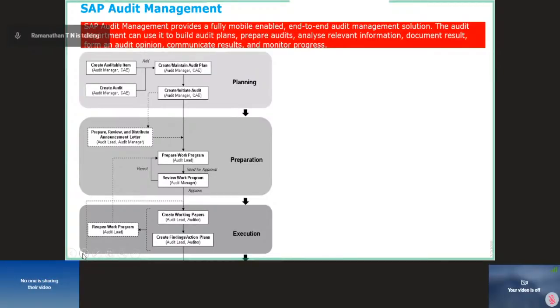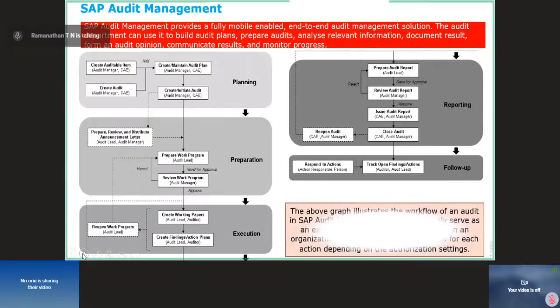Then comes the execution. When we execute, typically we create work papers, provide the evidence for the tests, then identify the findings, and then report. And then the exceptions: once they are reported to the process owners or control owners, they will provide their feedback or review their actions, and then the work papers are reopened. And then you provide a report, review the audit report, and issue it.